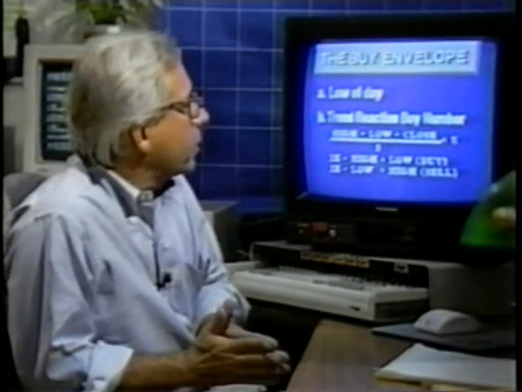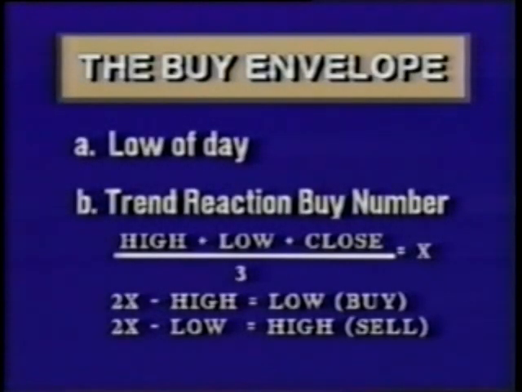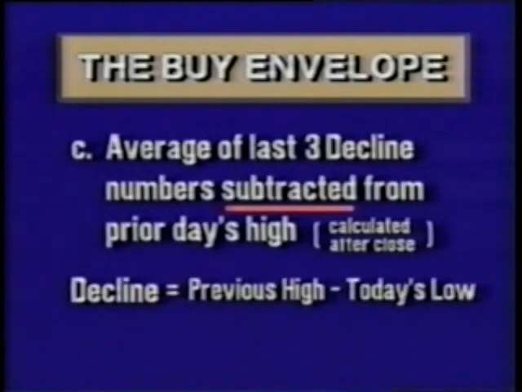The second component is the trend reaction buy number: the high plus low plus close divided by 3 equals x. 2x minus the high will give you that number. So that's the second component of the buy envelope.